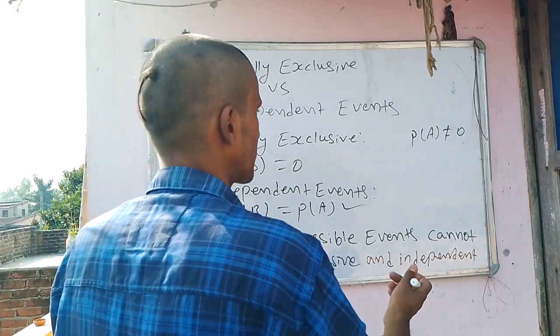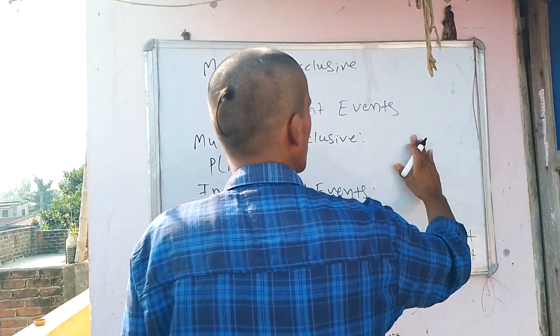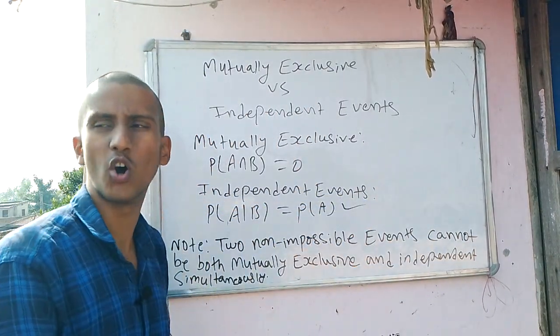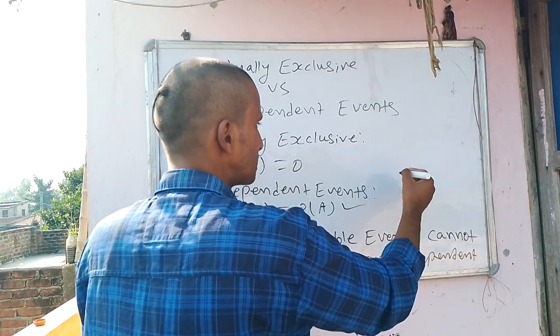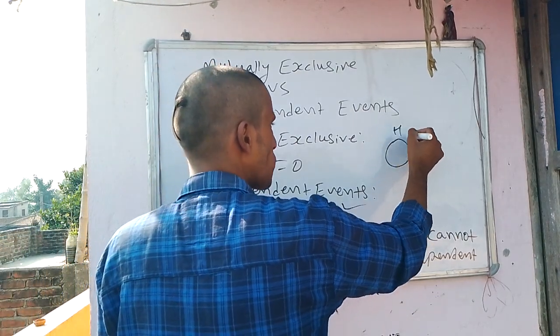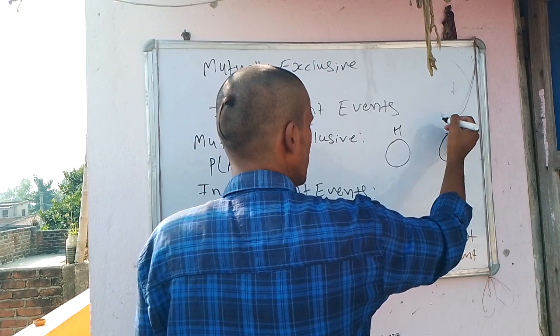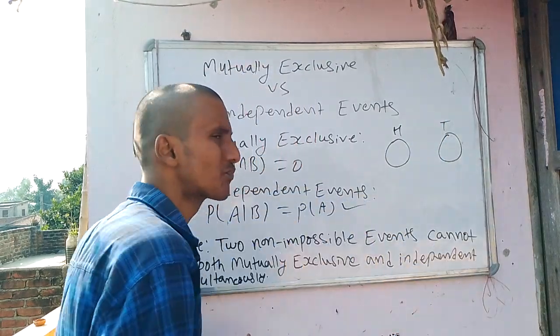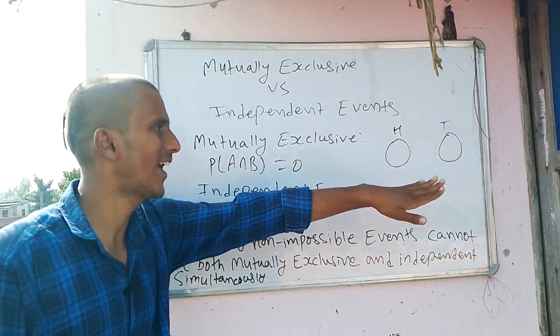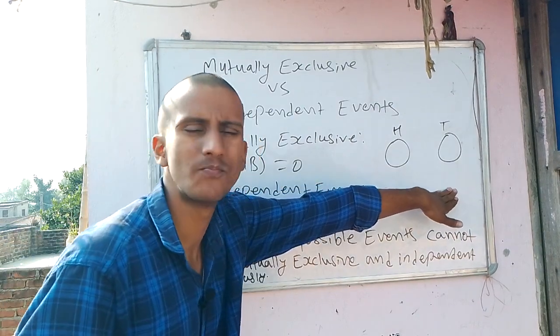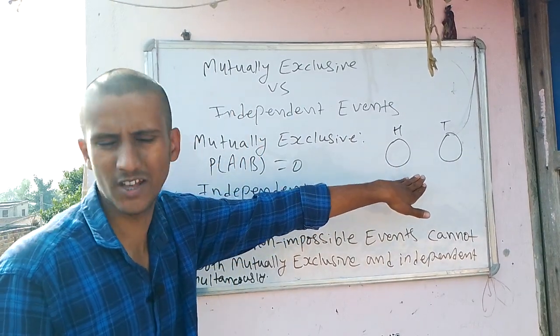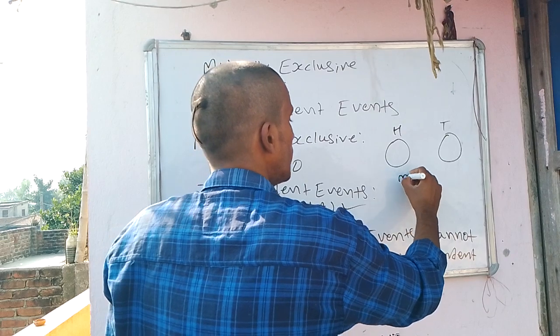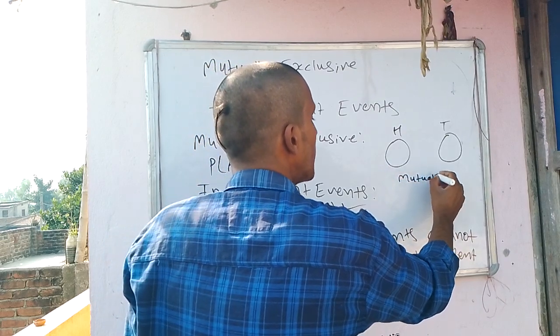So what do I mean by this? Let me give you an example. Let's take an example of a coin toss. If we toss a coin, then there is head and there is tails. They are what? Mutually exclusive. If head occurs, tail cannot occur. If tail occurs, head cannot occur. They are mutually exclusive.